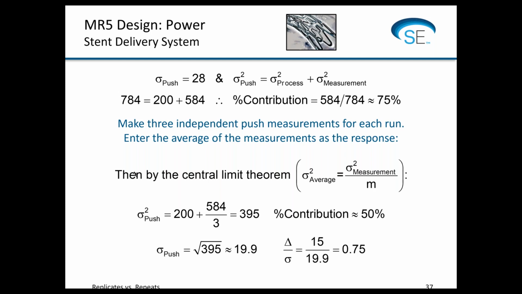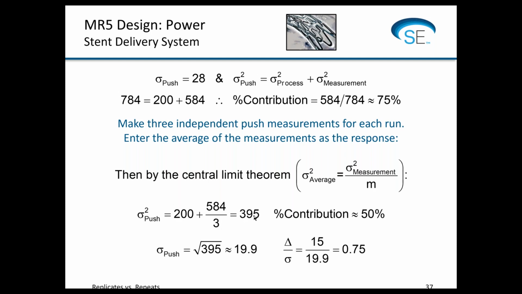Okay. So then by the central limit theorem, we know when we repeat something, the average has less variation by the number of repeats. So the variance of the measurement can be reduced by m on this average. Okay. So we said, okay, we'll do 3 repeats. Let's do 3 repeats of this. So then our overall variation, well, we haven't affected the process because we haven't repeated any of the runs. We're just repeating the measurement.